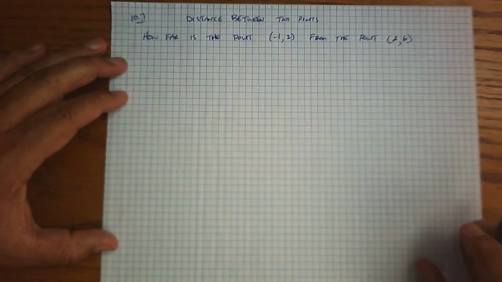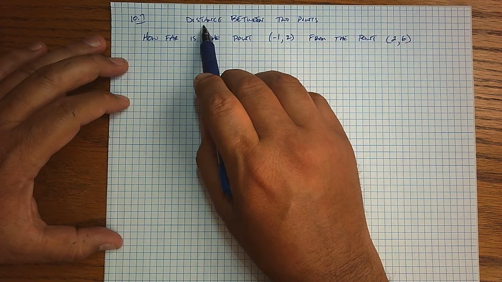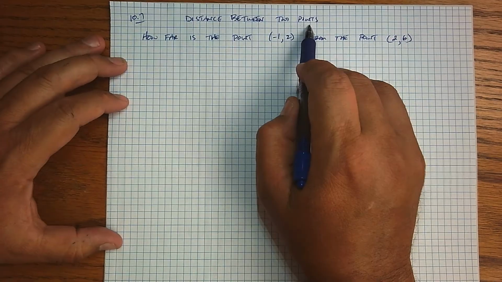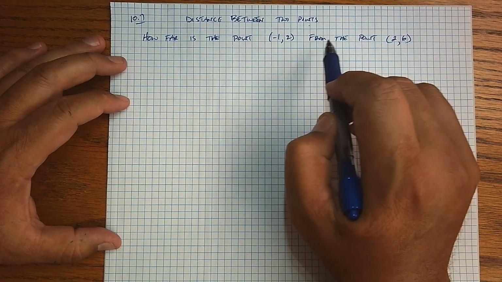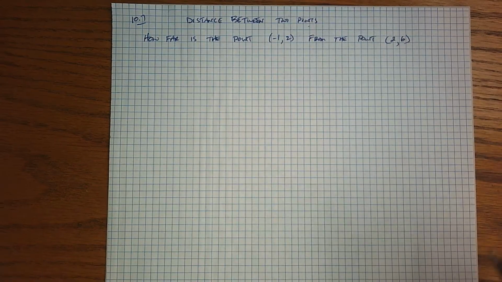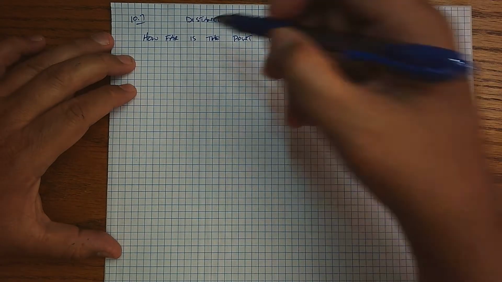Okay, so our last application is finding the distance between 2 points in our xy plane. So we'll start off with an example. We'll talk about what we're doing, and at the end of this, hopefully we'll have a nice little formula that we can use. So let's start by plotting these points.